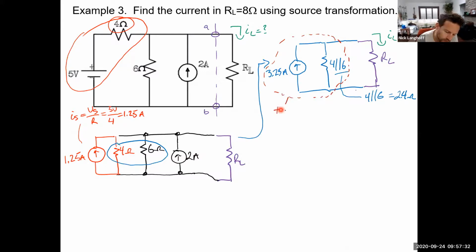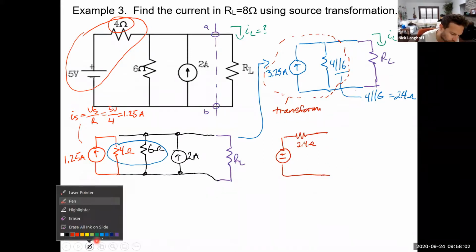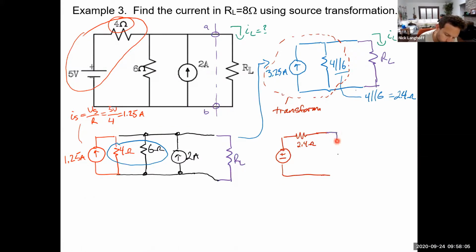So let's transform it again. So we want to turn it into a voltage source. We know we can turn it into a voltage source. I'll just draw that down here. It'll be a voltage source of some value. In this case, it's going to be in series with a 2.4 ohm resistor. And then that is still connected to RL, the load resistance, which is 8 ohms.